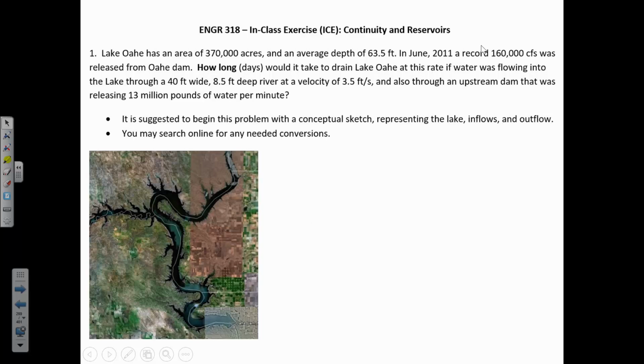And so what I'd like you to do, first of all, is begin a conceptual sketch. Read through the rest of this problem statement and try and identify the inflows, the outflows, and then the control volume itself is going to be the lake. But what we're going to be doing is figuring out how long it takes to drain that lake or empty the control volume based on the inflows and the outflows.